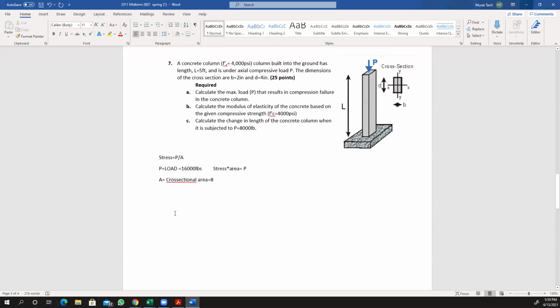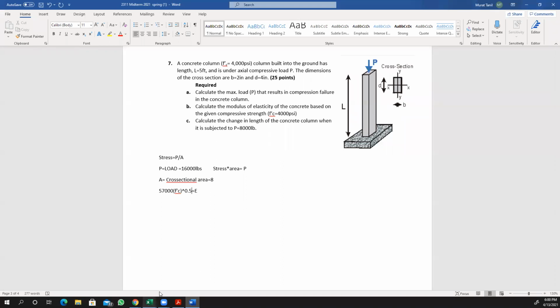And then let's go to B. Calculate the modulus of elasticity of the concrete based on the given compressive strength 4000 psi. In this case, you only have one equation that you can use because you don't have the stress strain graph. We just covered the equation in the Excel spreadsheet. I'm not going to ask you exactly what equation, but it's the ACI equation, 57,000 square root of f'c. I got 4,000 for f'c. If you use this equation, then that should be correct.